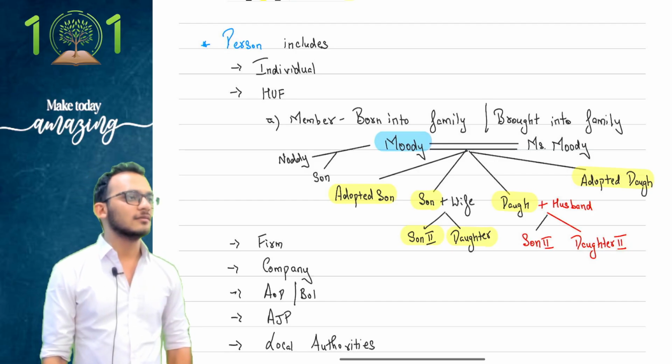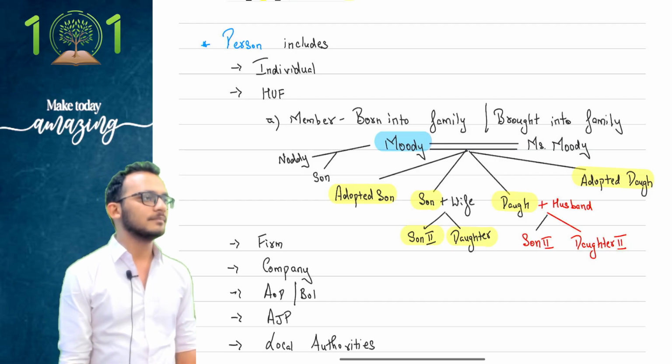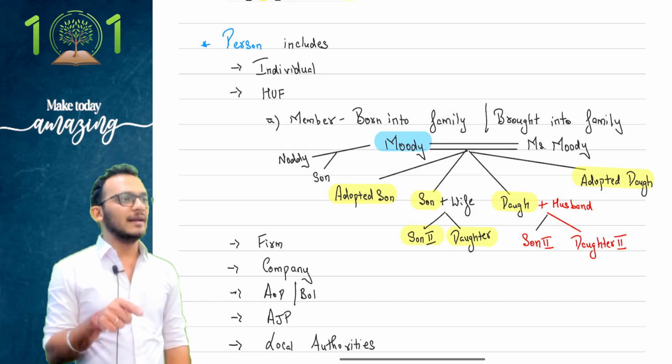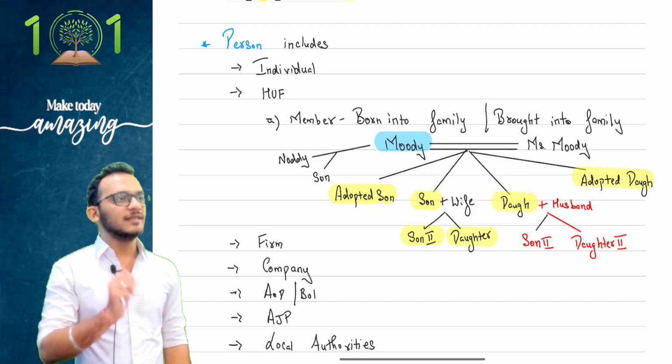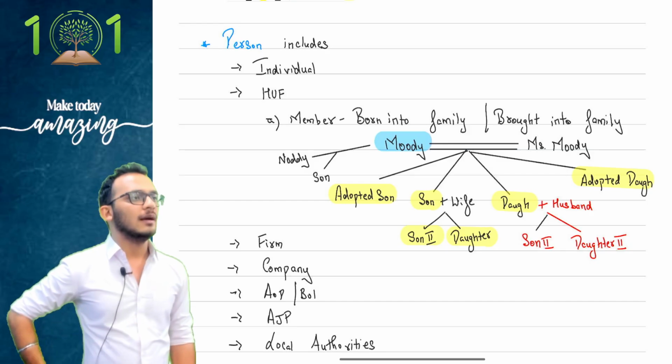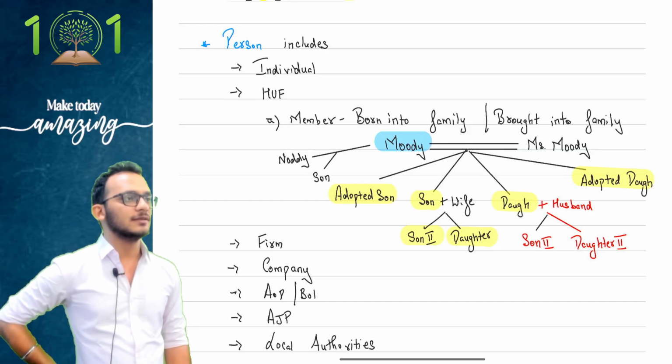And brings the child along. Fair enough. That's fine. Again, when Mrs. Moody is marrying, where was the HUF created? At Mr. Moody's level or after the marriage?